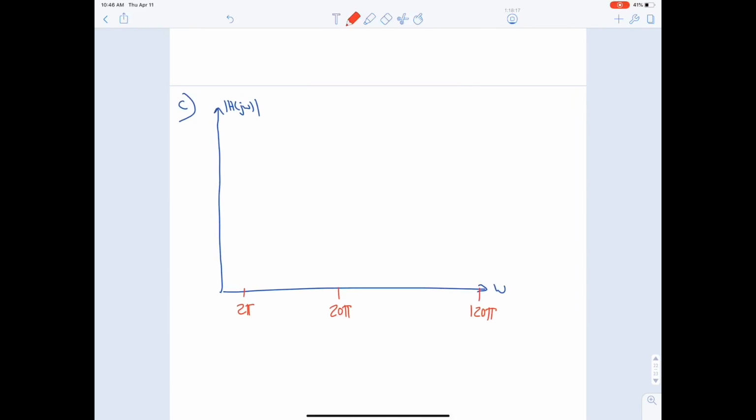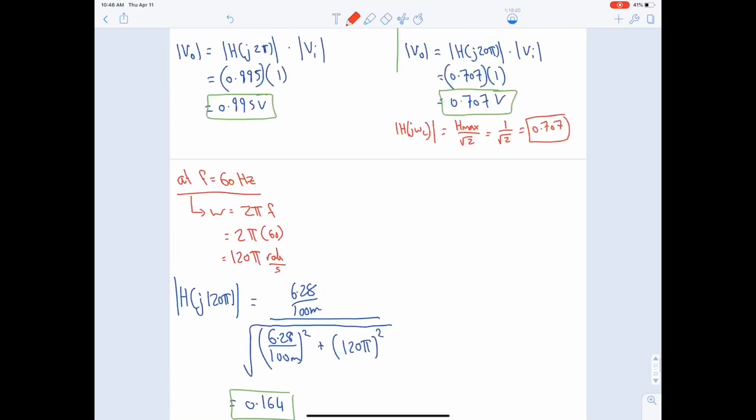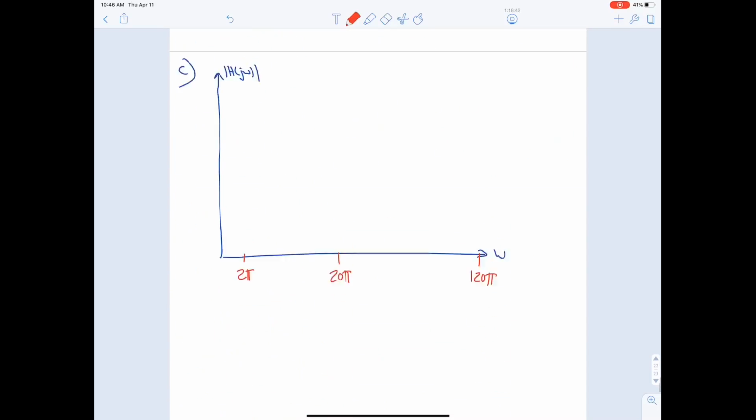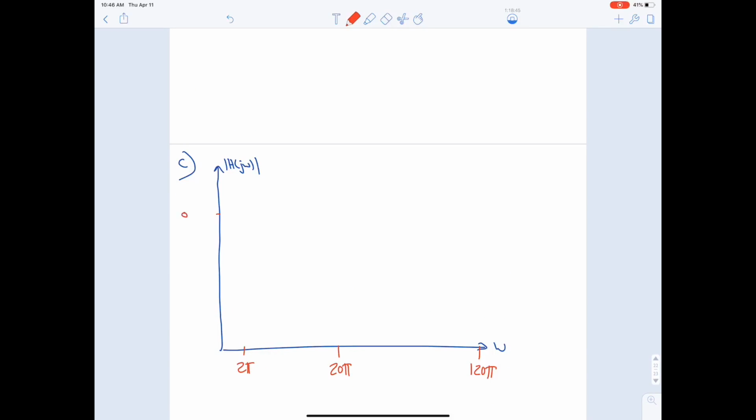What is the magnitude at 2 pi? The magnitude was 0.995. It's not this number, it's actually this number, because this is V output. By coincidence, they were the same numbers because V input was 1. But whenever you want to plot the magnitude, you have to pick this number. Can we round it up to 1? No, we can't, because 1 is the maximum and 1 has to occur at omega 0. But now we are at omega equal to 2 pi, so it has to be 0.995.